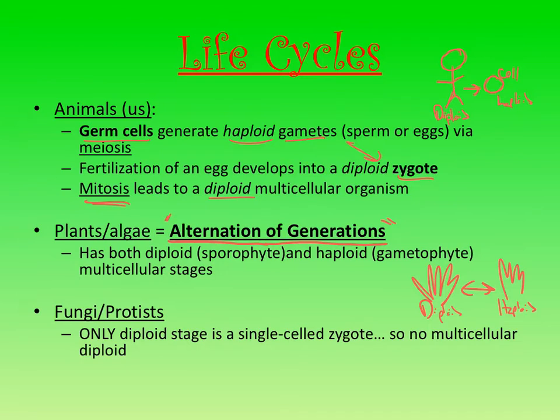And then fungi and protists are sort of the opposite of us, right? Their only diploid stage is a single-celled zygote, and then their haploid stage is multicellular. So essentially, you've probably heard of spores before. That's what's going on in a fungus, is they've got this multicellular haploid that forms a single-celled diploid thing, and then you see multicellular haploids again.